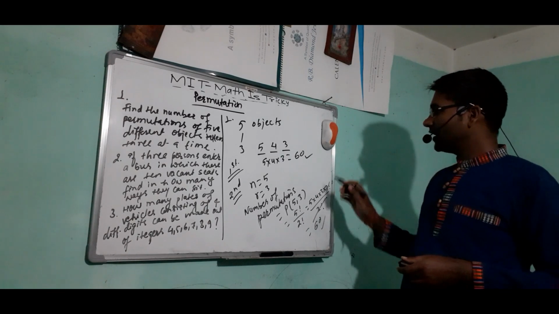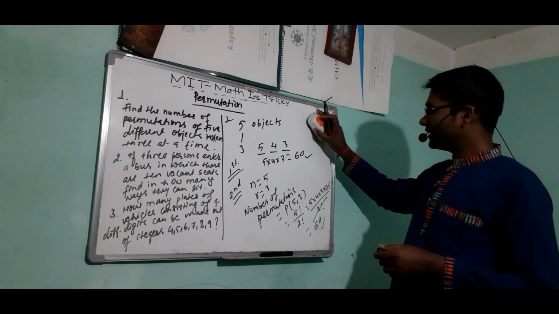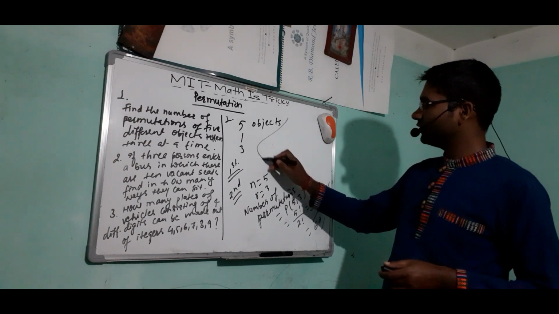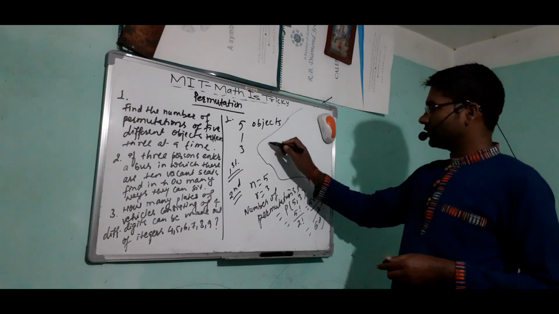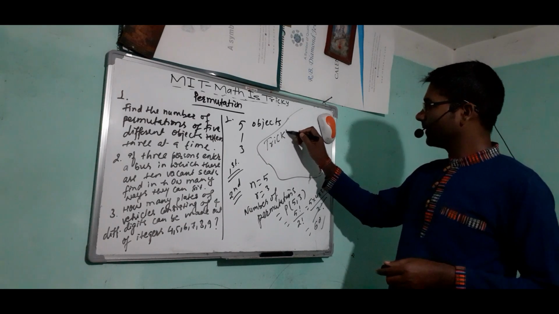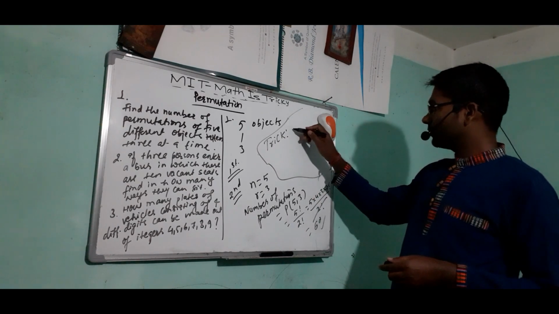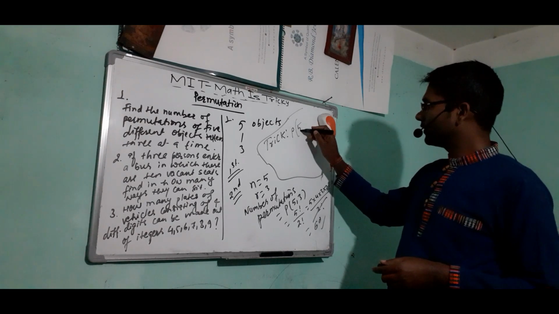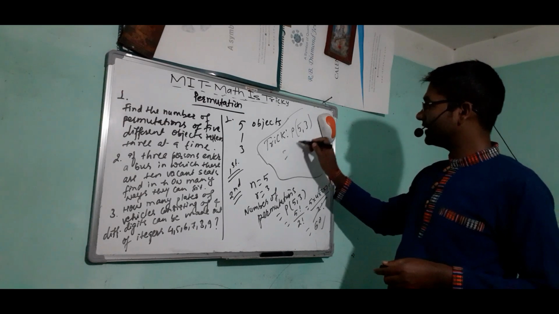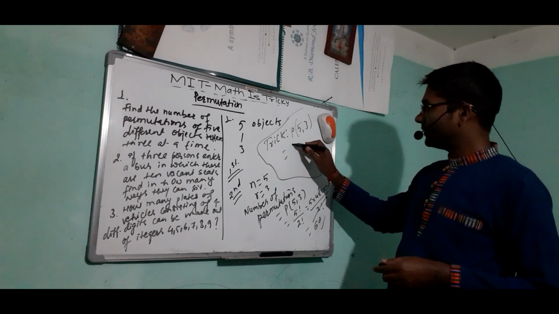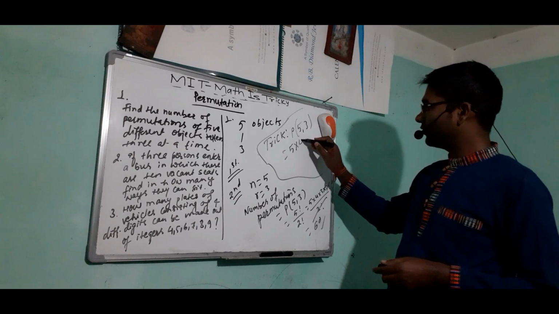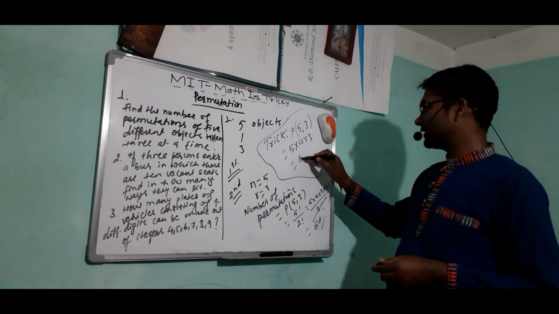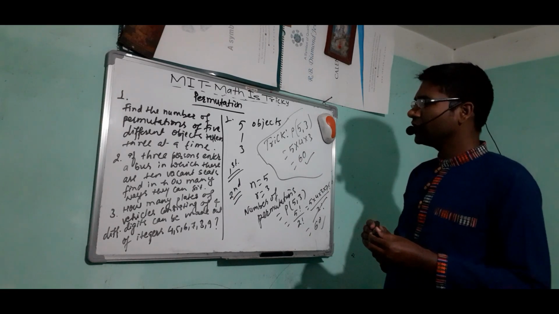You can check this. To solve this, we can also use a trick. The trick is simply this: for P(5,3), start from 5 and write 3 numbers, 5 4 3. That's your answer, 5 4 3, which is again 60. The answer is 60. Okay, hope you understood this.